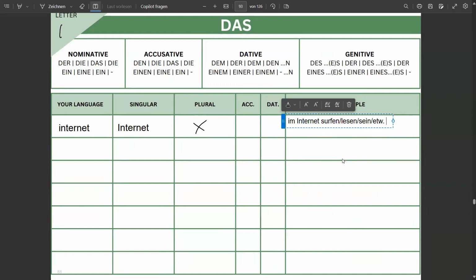Let's make it like this. Etwas suchen, to search something on the internet. Im Internet etwas bestellen, to order something online. Im Internet einen Film schauen, to watch a movie. Many, many things, yeah? And when you say im Internet, this is Dativ. The long version would be in dem Internet, but of course we don't say it like this.